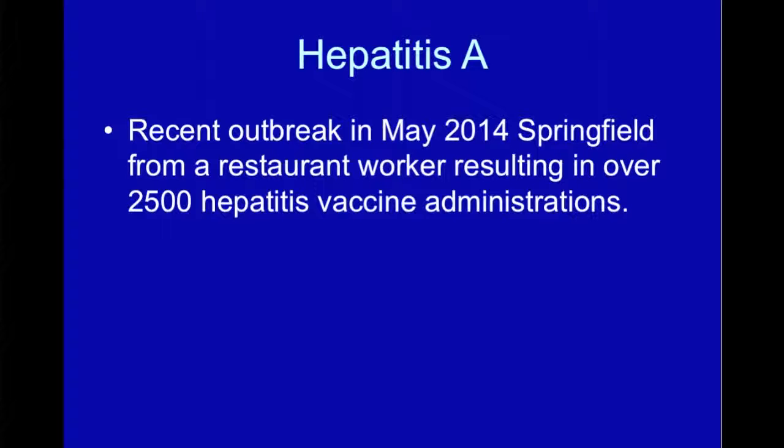Hepatitis A, there was a recent outbreak in May of 2014 in Springfield from a restaurant worker, resulting in about 2,500 hepatitis A vaccine administrations. The folks that had been going to that restaurant were allowed to go in and get hepatitis A vaccine after this was made public.